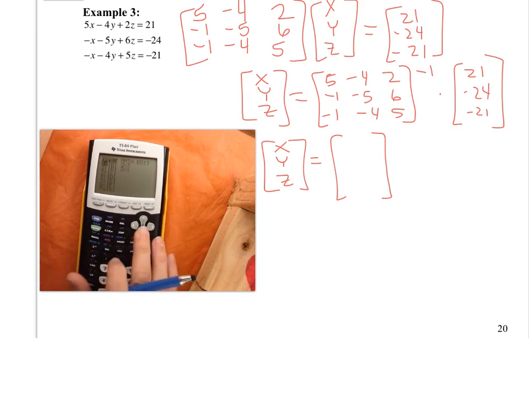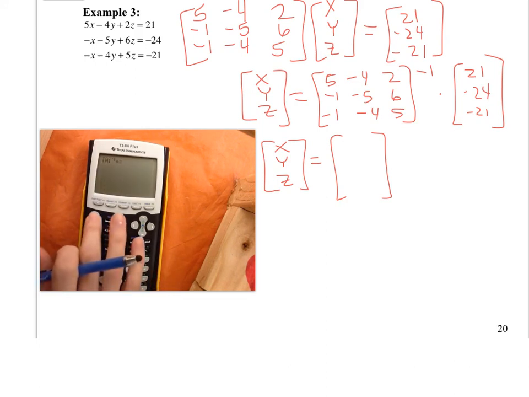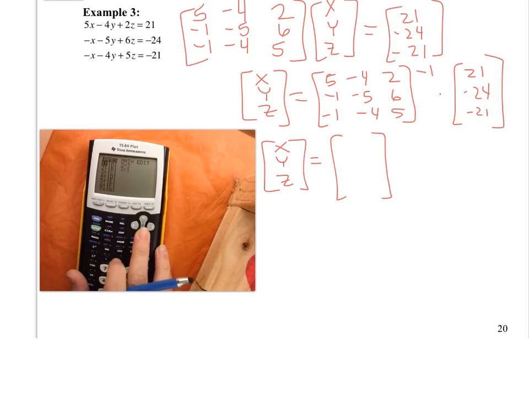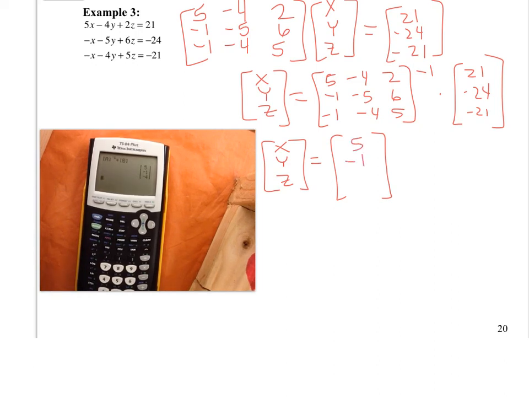Now we're ready to do the operation. So back to the matrix menu, from the names list, choose option A. Say A inverse times matrix B. So back into the matrix menu, choose matrix B from the names list. Hit enter and it'll tell you the values of x, y, and z. So we see that the value of x is 5, the value of y is negative 1, and the value of z is negative 4.